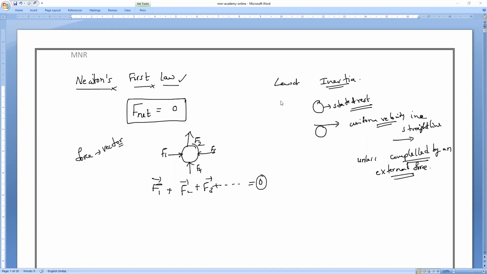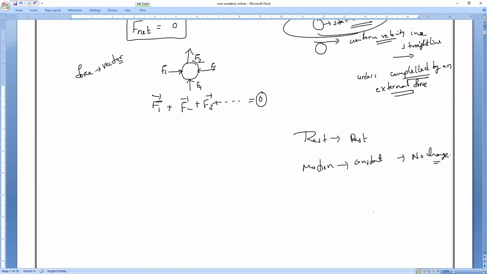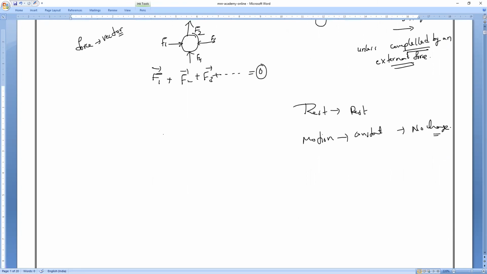So an object which is in a state of rest remains in a state of rest. An object in motion continues with a constant velocity. There is no change in its velocity until it is compelled by an external force. That is Newton's first law, which we can also call the law of inertia. So this F net, the net force exerting on a body, must be equal to 0.